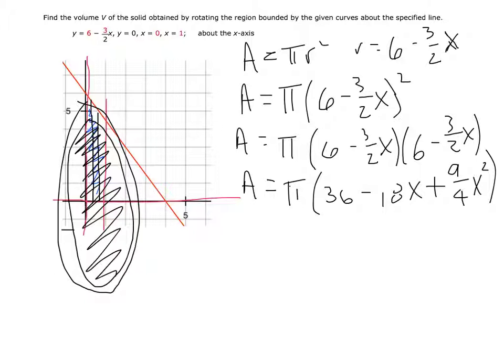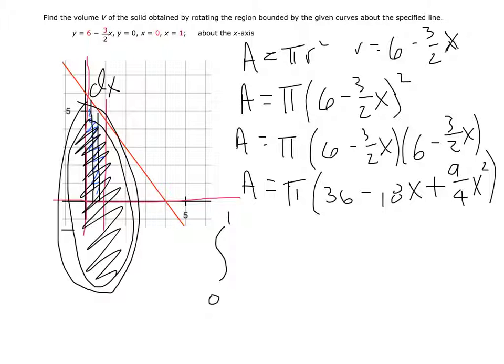Now then, in order to find this volume, we will integrate from 0 to 1. So we're going from the y-axis, where x is 0, to the line x is 1. And the thickness of this thing is dx. It's the differential from one place to the next if we were to make infinitely many disks out of this thing.